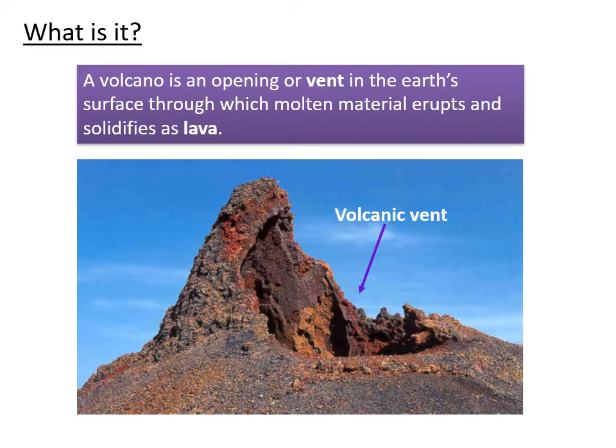Write this definition down. It's an opening or vent in the Earth's surface through which molten material erupts and solidifies as lava. So this picture is showing you a volcanic vent. So the vent is the area or the opening where the lava is able to come out. Now a volcano doesn't always have to be pointy, it doesn't have to look like a mountain.